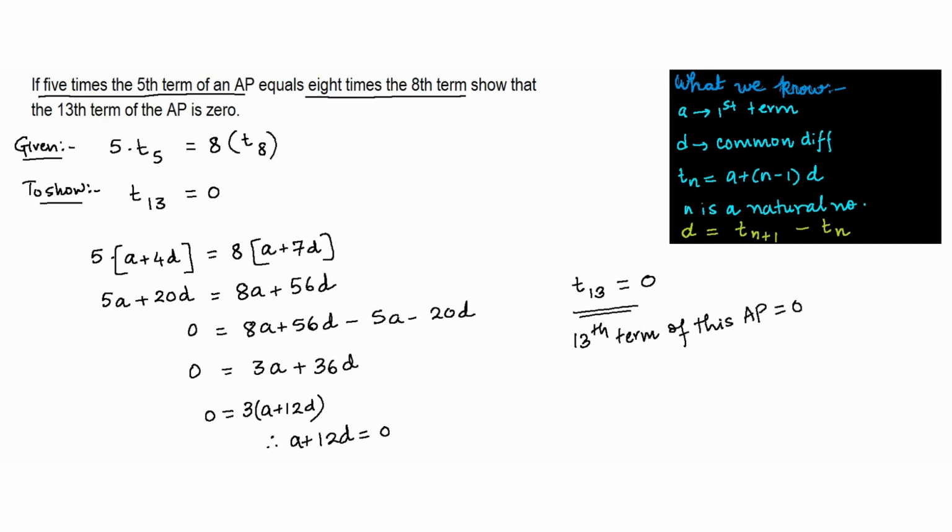So what I basically did was I framed the expressions for T5. T5 was a plus 4d. And I framed the expression for T8. T8 was a plus 7d. And then I just opened up the brackets. I rearranged all terms on one side. So I got a plus 12d is equal to 0. Now a plus 12d basically was the 13th term, right? So a plus 12d is basically the 13th term and T13 is therefore equal to 0, which is what I had to prove in this particular problem. So take a look at the solution and then we will continue with the next question.